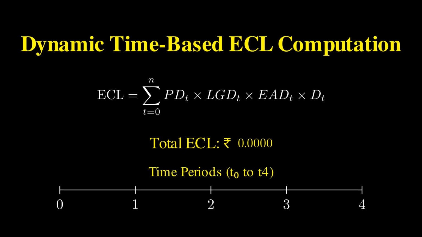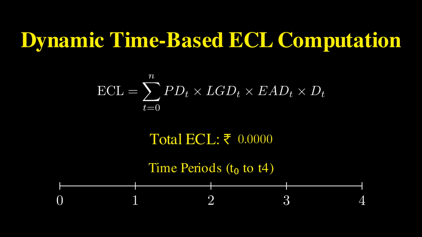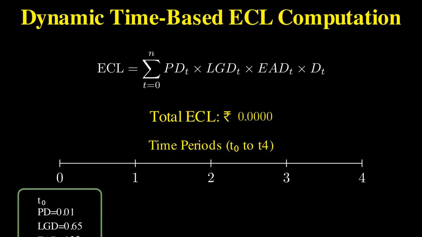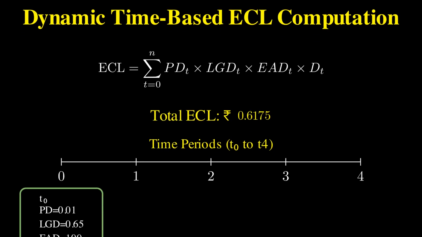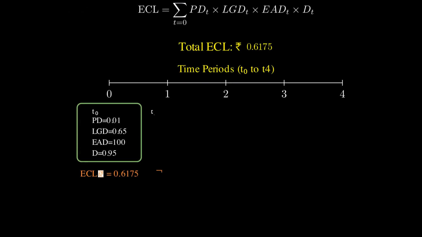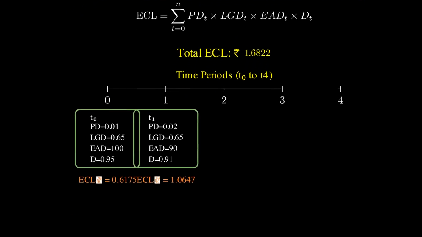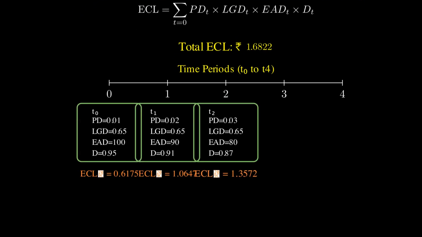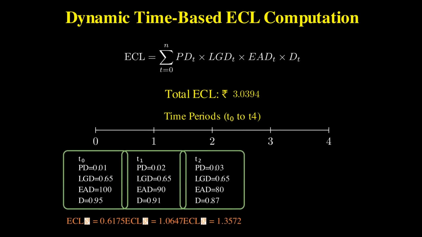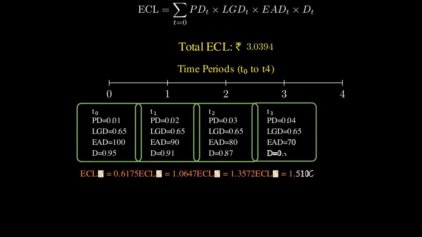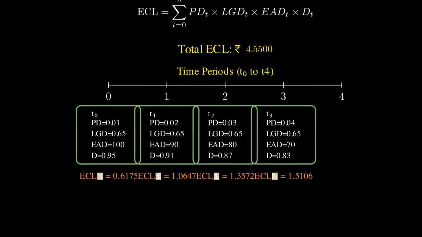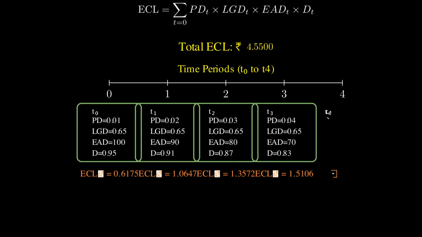and will compute automatically as we process each time period. Now we plot a timeline where each tick represents a time stamp such as a month or a quarter over which credit risk evolves. For each time period, we calculate expected credit loss using probability of default, exposure at default, loss given default, and discounting. You can notice the increase in total ECL on the screen as new boxes get added.